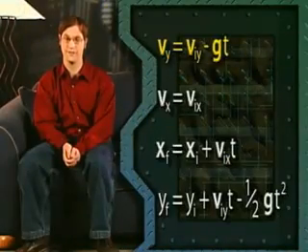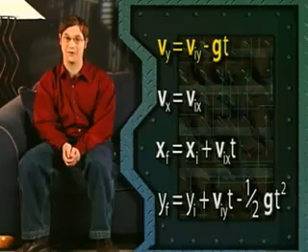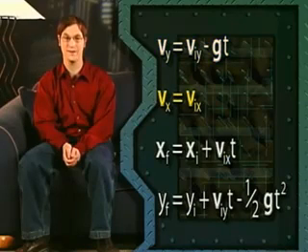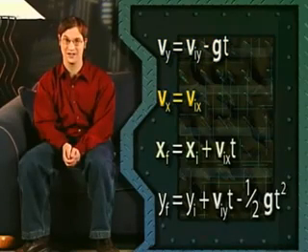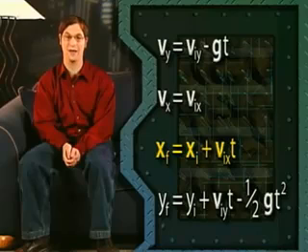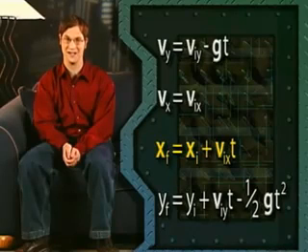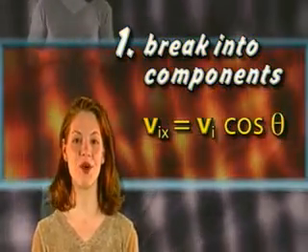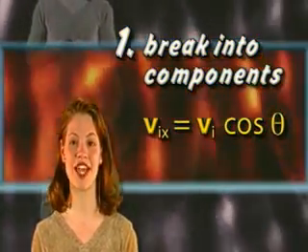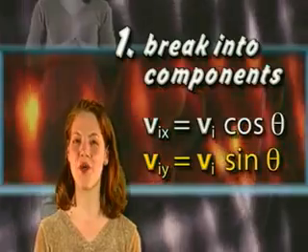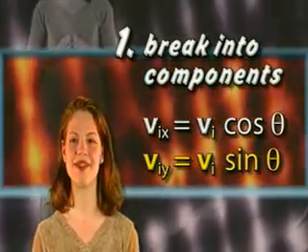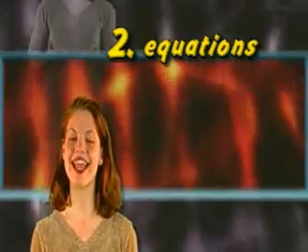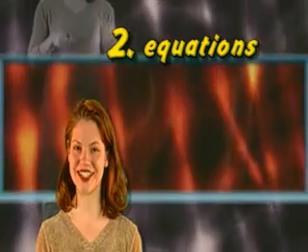Now that we've learned the equations for projectile motion, v sub y equals v sub iy minus gt, v sub x equals v sub ix, x sub f equals x sub i plus v sub ix times t, and y sub f equals y sub i plus v sub iy times t minus 1/2 gt squared, where v sub ix equals v sub i times the cosine of theta, and v sub iy equals v sub i times the sine of theta. Second, set up those kinematic equations.